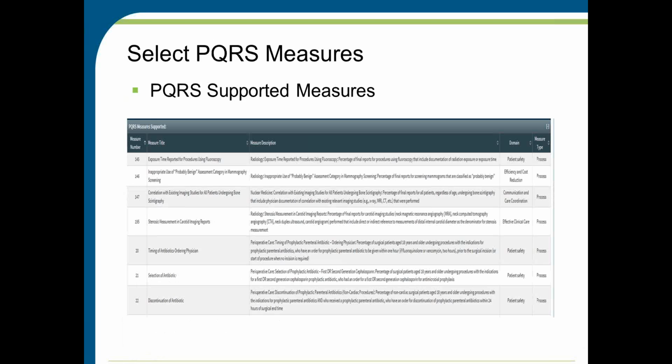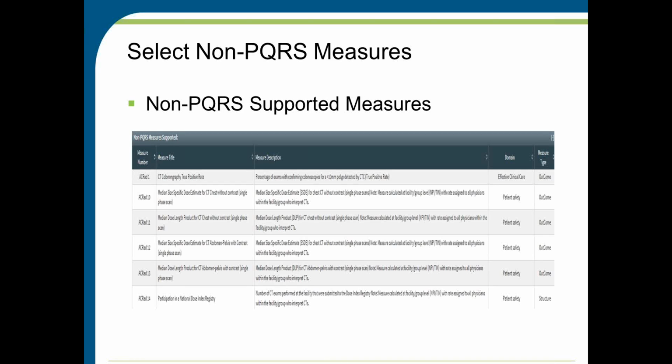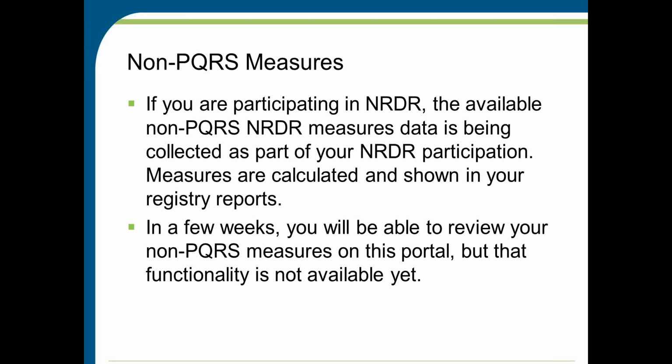On this portal, the physician will be able to review all the PQRS supported measures and the non-PQRS supported measures. If your group is participating in NRDR, then all the data for the non-PQRS NRDR measures are already being collected as part of your NRDR participation. The aggregate data are presented in your registry reports. Some of these are available live. Some of these are on your static PDF feedback reports. We don't yet have the capability to show you these data on the physician portal, but we will in a few weeks. That functionality is still under development.